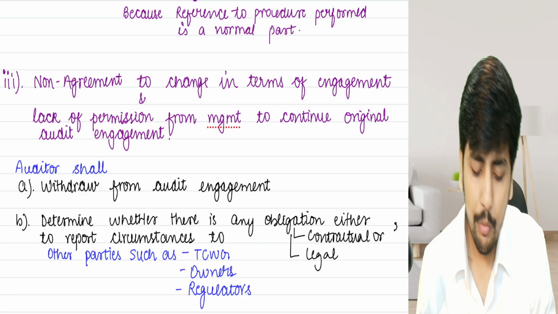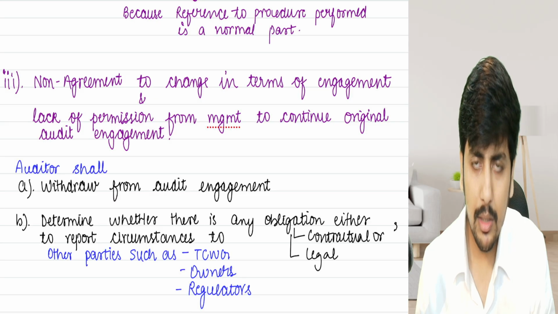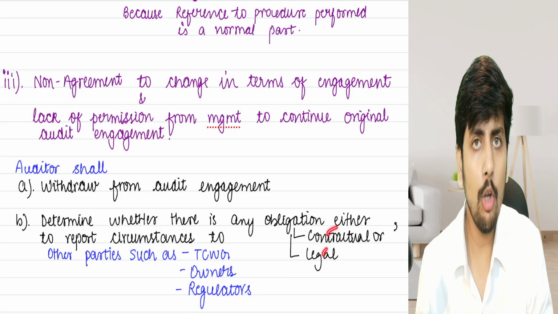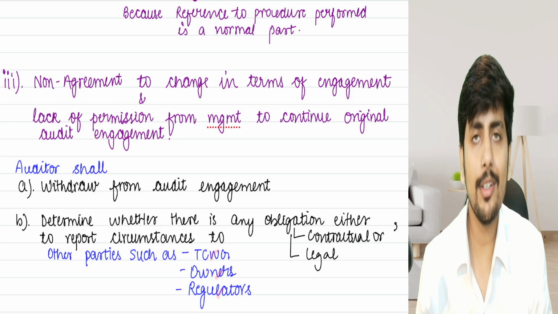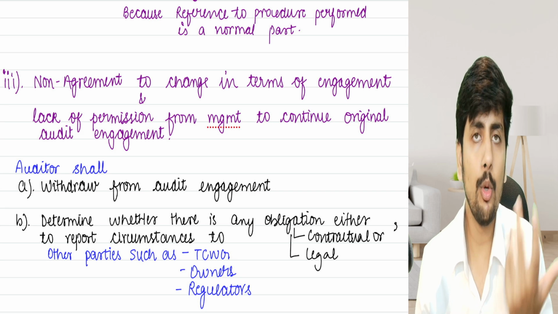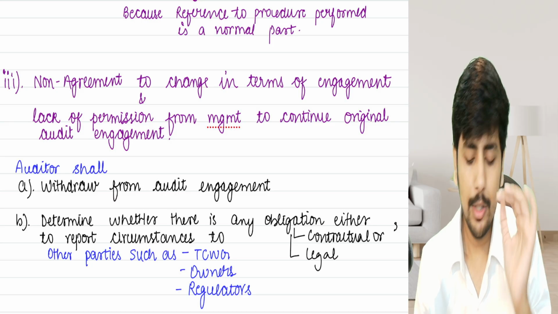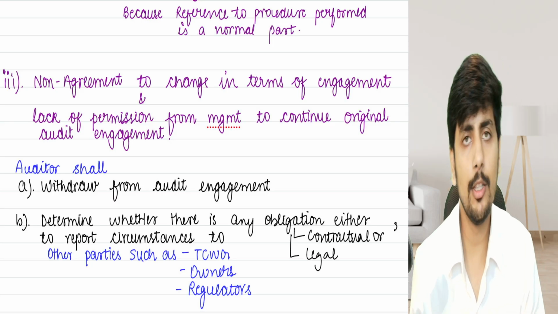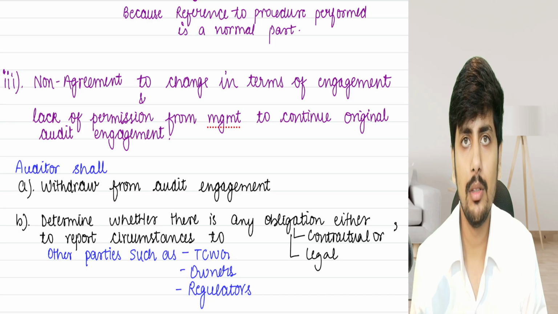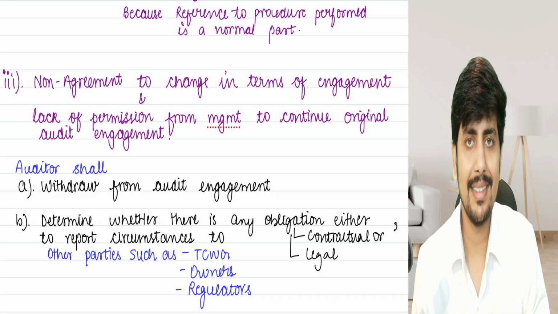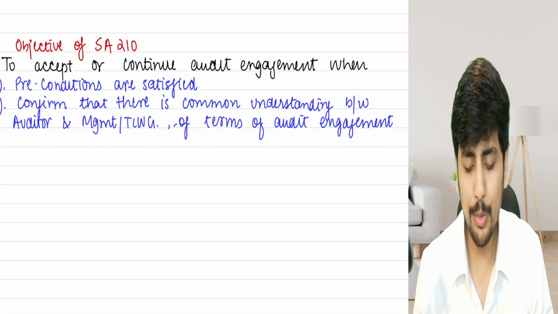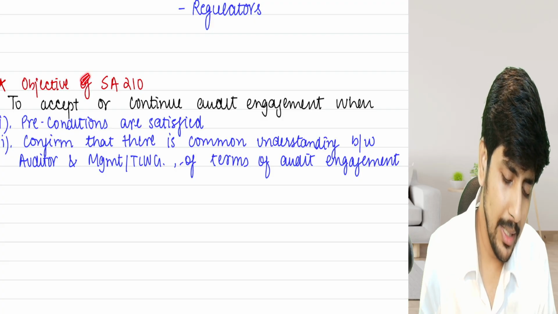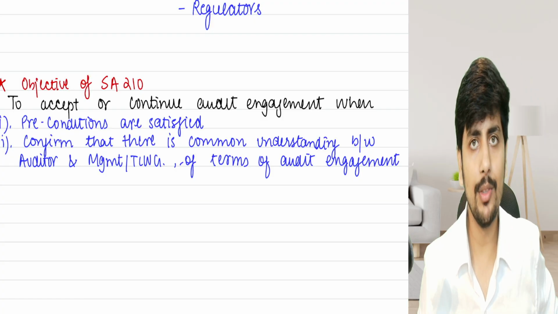But before withdrawing, at least determine whether you have a contractual or legal obligation to report such matter to any parties like TCWG, owners or regulators. Why you are withdrawing, whether you need to report to TCWG, owners or regulators. Just determine this part and withdraw from the audit engagement. It is not always about the money. It is about professional behavior also. Okay, sir. And this is your homework part, the objective of SA 210. You need to read this on your own, the objective of SA 210.